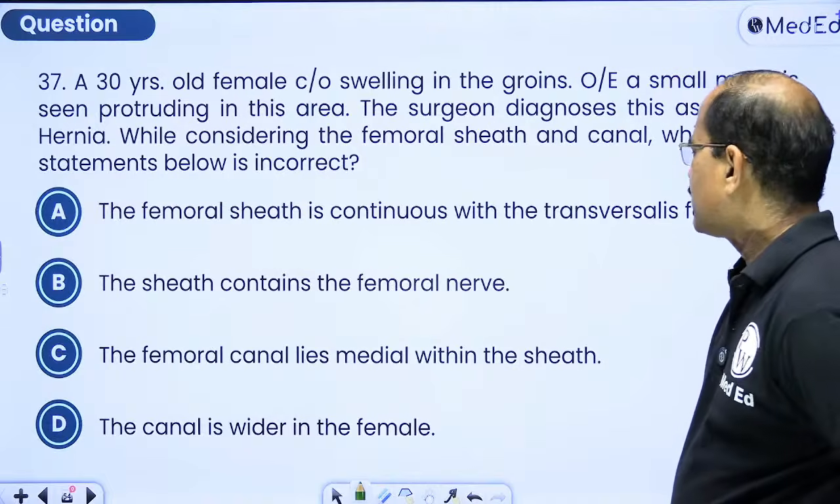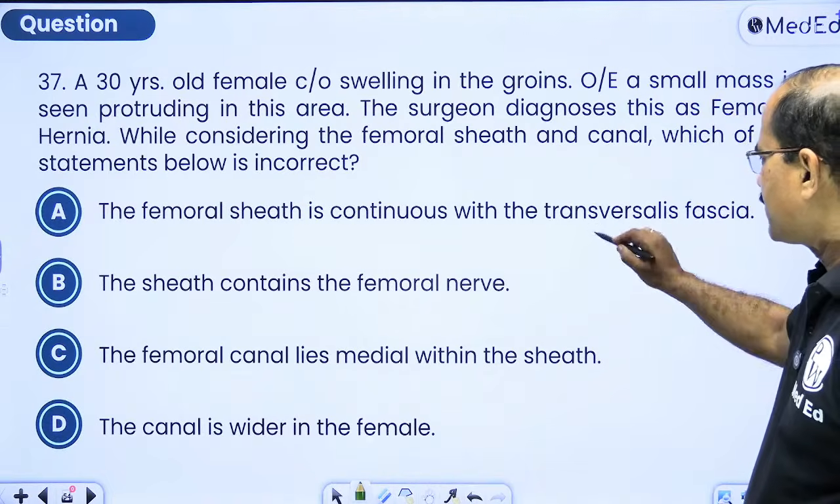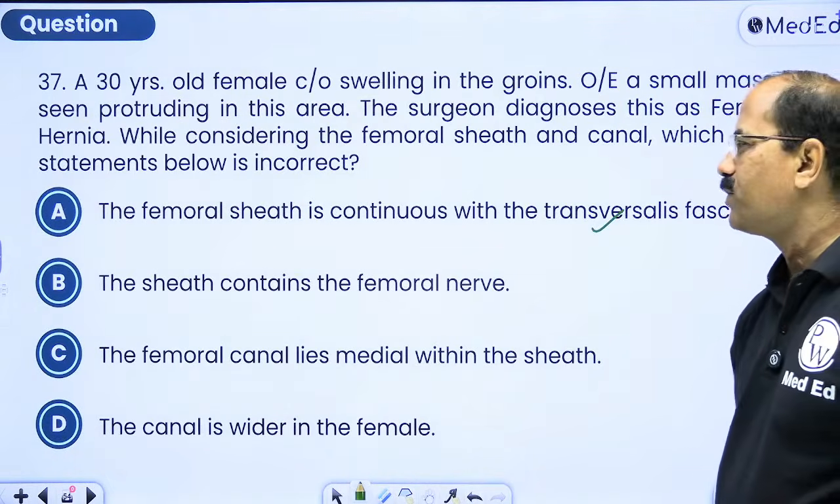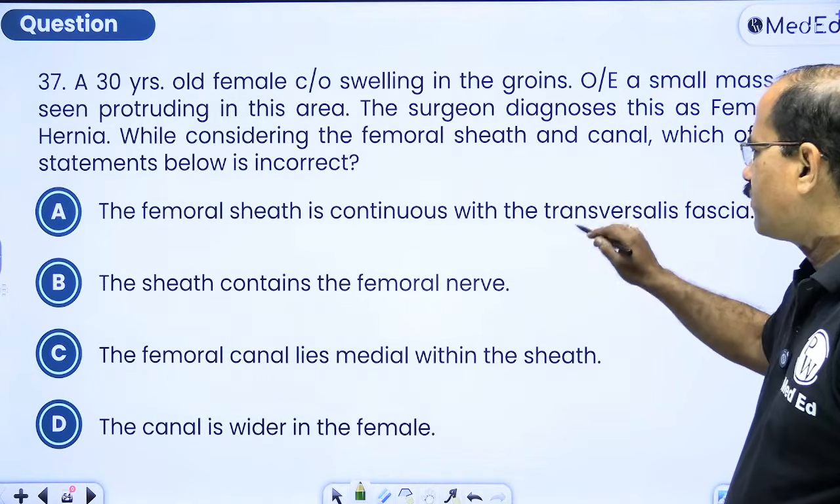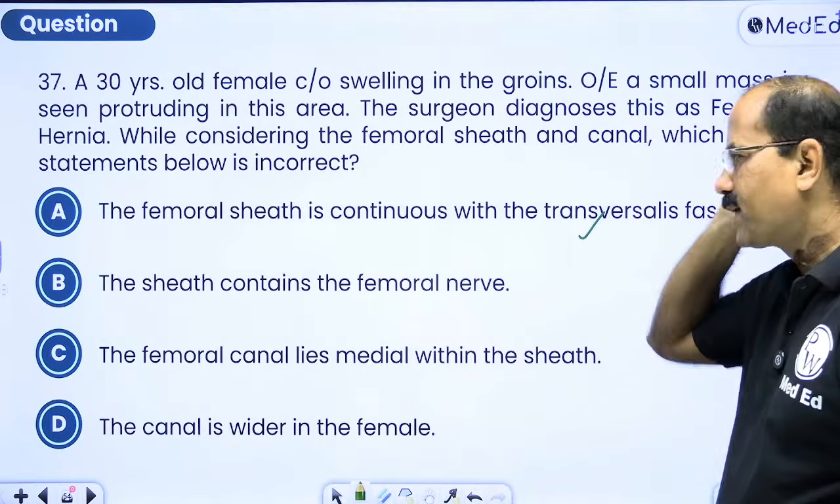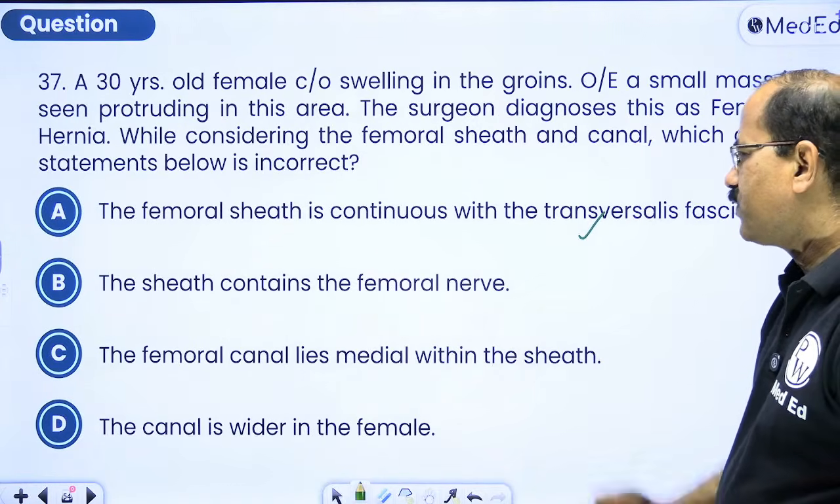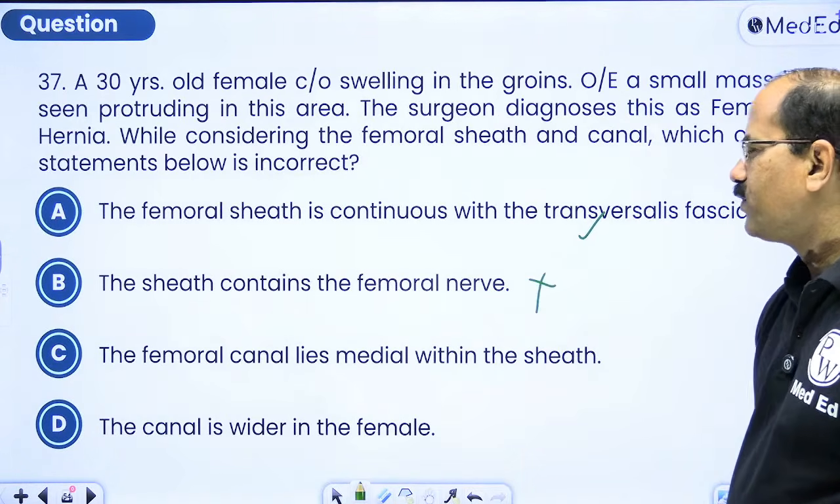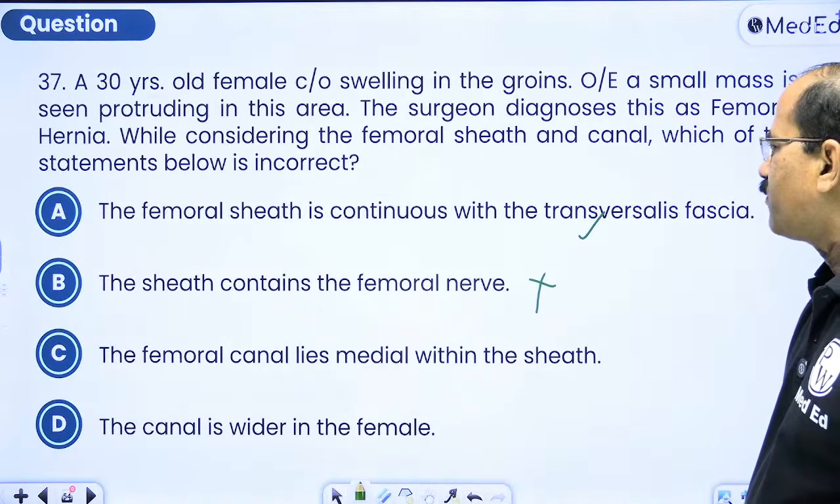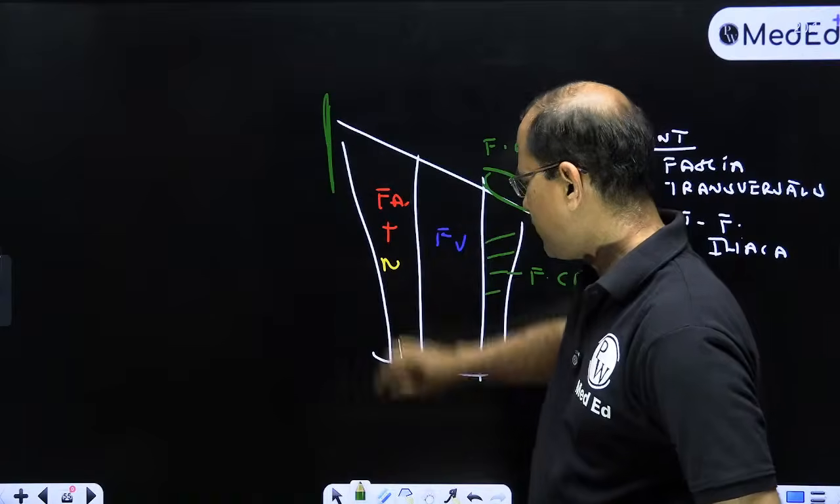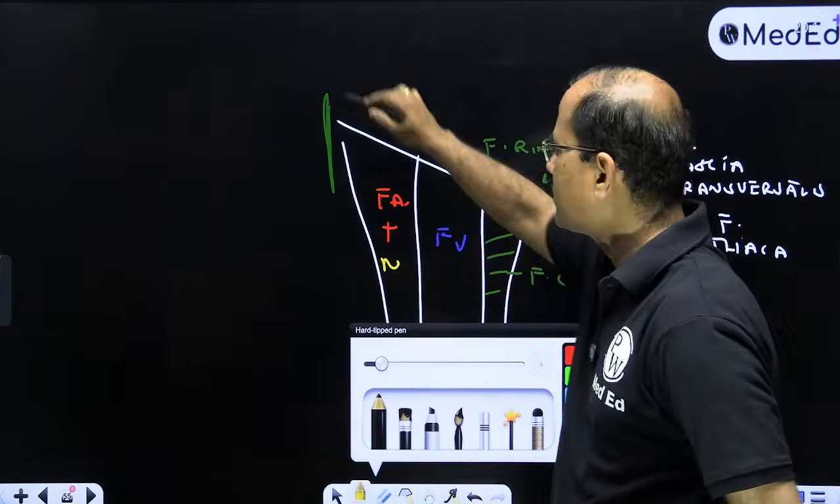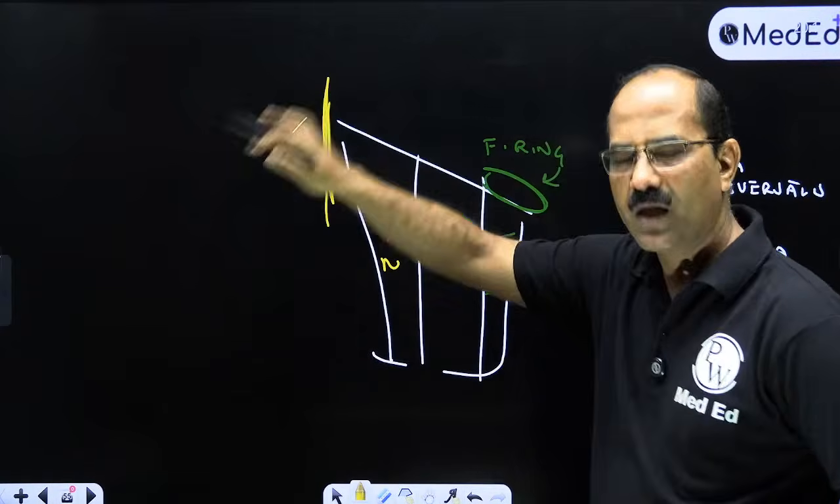The femoral sheath is continuous with fascia transversalis. Yes, it forms the anterior wall of the femoral sheath. Posterior wall is formed by fascia iliaca. The sheath contains the femoral nerve. Galat. Femoral sheath में नहीं होता. Femoral nerve is outside the femoral sheath. Femoral nerve है ना. Femoral nerve is outside the femoral sheath. याद रखना. Femoral nerve femoral sheath के बाहर होता है.